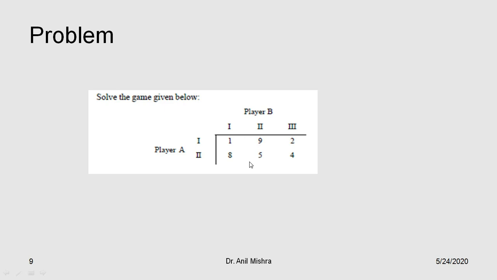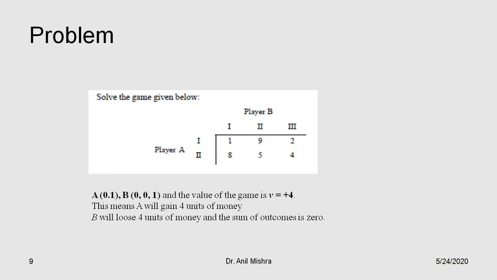Similarly, you have to calculate the column maximums. The first column maximum is 8, the second column maximum is 9, and the third column maximum is 4. Out of those 8, 9 and 4, 4 is the minimum. So we find the saddle point solution is 4, because maximin equals 4 and minimax equals 4. I mean player A follows the second strategy and player B follows the third strategy, and the value of the game is 4. That means player A wins by 4 units, player B loses by 4 units.